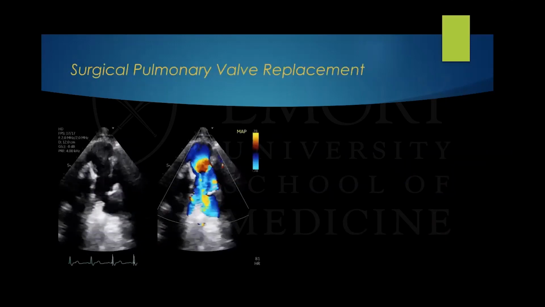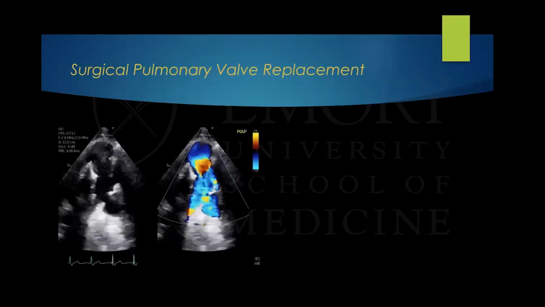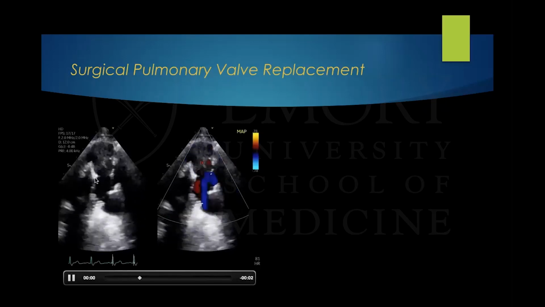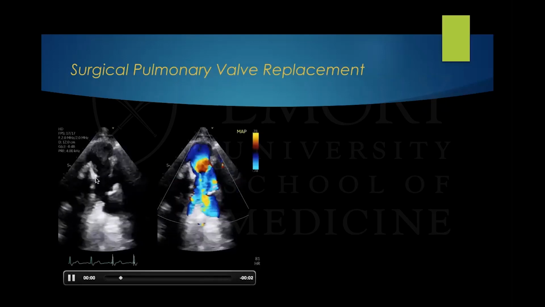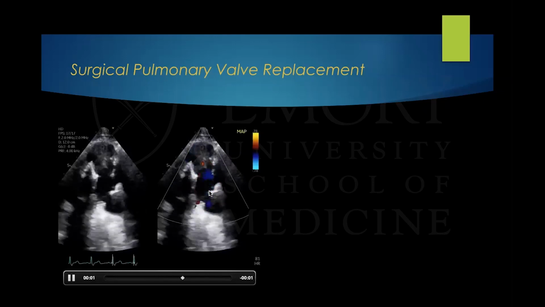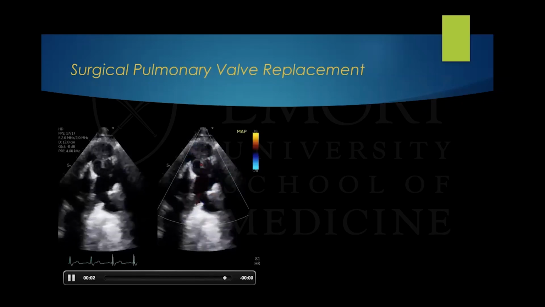So when the patient comes in and needs a pulmonary valve replaced, there can be different approaches. One is a surgical approach, like you see here. There is a tissue prosthesis in the pulmonary position. You see the struts and the tissue of the valve in the middle, and a nicely, normally functioning pulmonary valve with a little bit of trivial PI through the leaflets.